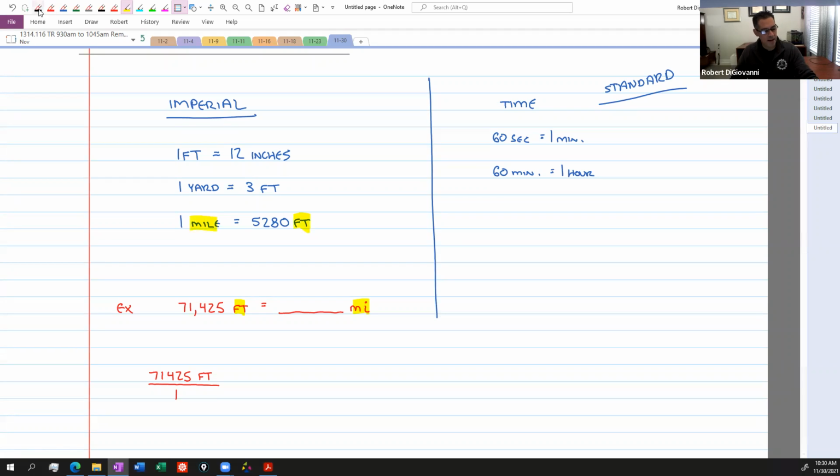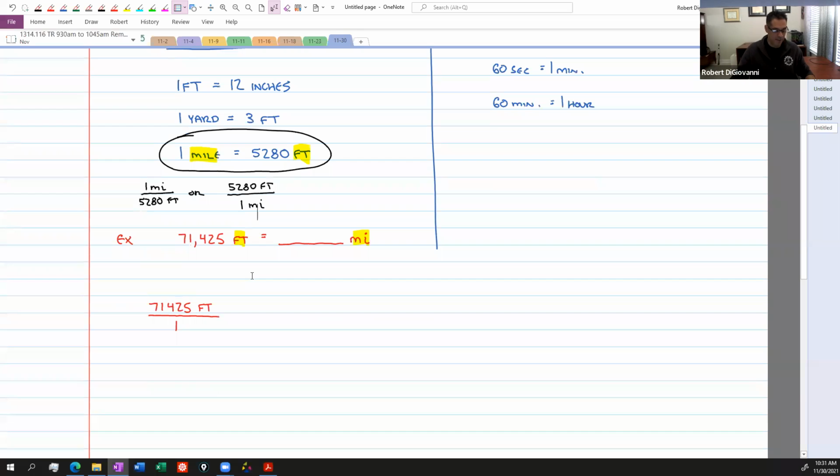So from this, it will look familiar. That's an equation. I'm going to set up two different fractions. One is 1 mile over 5,280 feet, or the other ratio I can set up is 5,280 feet over 1 mile. So it's two ways of saying the same thing. 1 mile is 5,280 feet, or 5,280 feet is 1 mile.